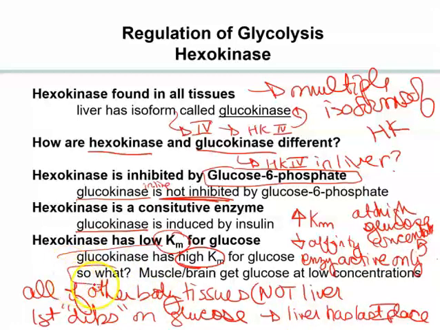So what does this mean? The liver is very altruistic. The liver permits muscle and brain to have glucose when blood glucose levels are low, and the liver will refuse to use or trap glucose under those conditions so that muscle and brain can eat first.